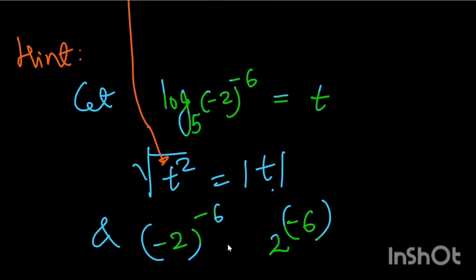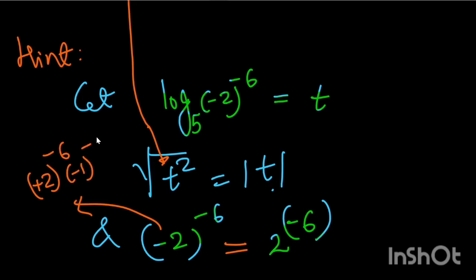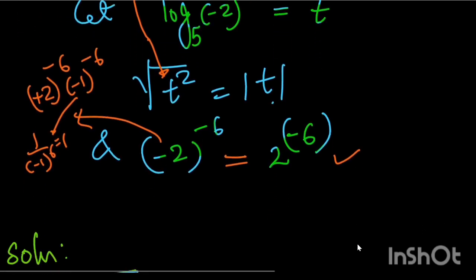So, minus 2 to the power minus 6 and 2 to the power minus 6, if you see, they are equal because minus 2 to the power minus 6, you can write plus 2 to the power minus 6 into minus 1 to the power minus 6. This can be written as 1 upon minus 1 to the power 6, which is 1. So yes, they are equal. So do we need this thing in our solution? So that's the hint. Let's see, guys, in the solution part.